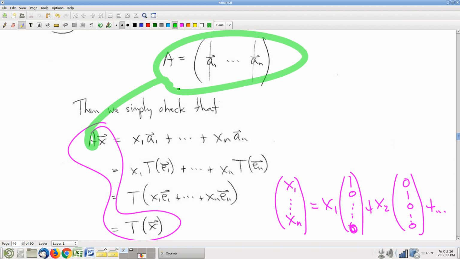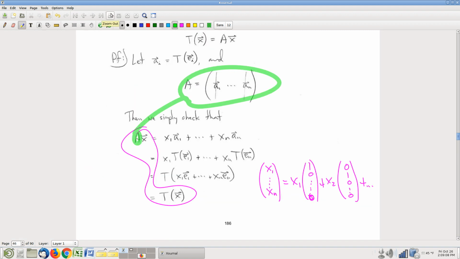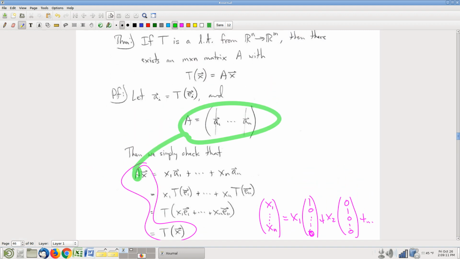Let me take a pause here for questions. Does anybody have any questions? There was a problem on the homework where you were given some vectors and their images. And this sort of thing seems to work out. Is the only requirement that those columns are a basis?